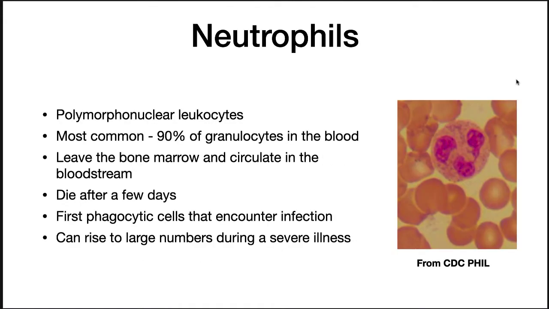Neutrophils, as I said, are also called polymorphonuclear leukocytes. They're one class of polymorphonuclear leukocyte. They're the most common. They make up 90% of the granulocytes in the body. They leave the bone marrow and circulate in the bloodstream. They have a very short lifespan, dying after only a few days. They are normally the first phagocytic cells that encounter an infection, and they can rise to large numbers during a severe illness to help you fight that infection.